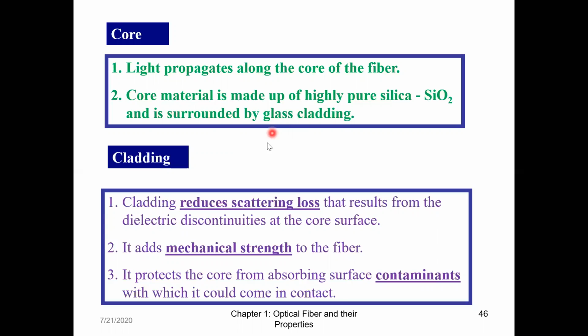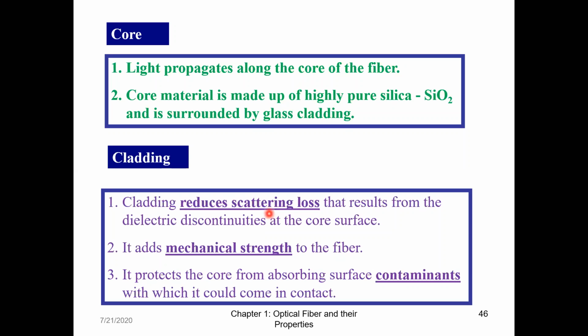Now you might feel, why can't the buffer come immediately after the core? The buffer also protects the fiber, and since light is not propagated through the cladding, why do I require the cladding? We could have the buffer immediately after the core. So the role of the cladding is that it reduces the scattering loss. What is scattering loss? We will study it in the next chapter.